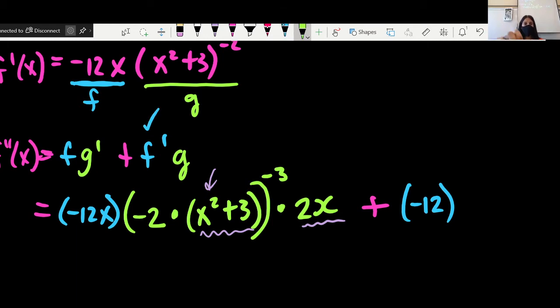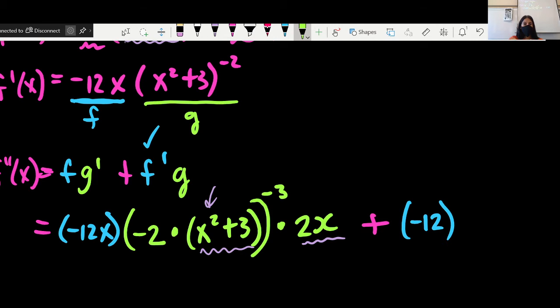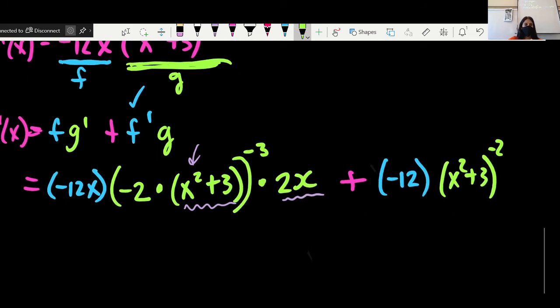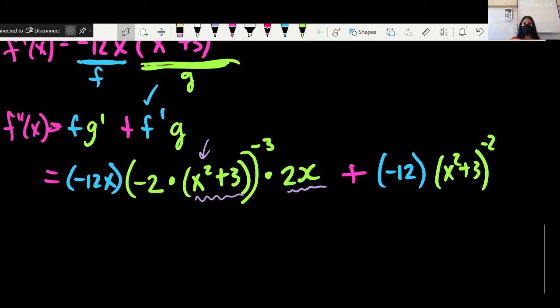And then I want just multiplied by g. And g is this big thing over here. So it's going to be times x squared plus 3 all to the negative 2. Whoa. Are we good with that so far? It's pure organization. Do you see that? Are you believing me? Because this has the potential to look insane, but if you keep things organized, hopefully you'll find it's not too bad.